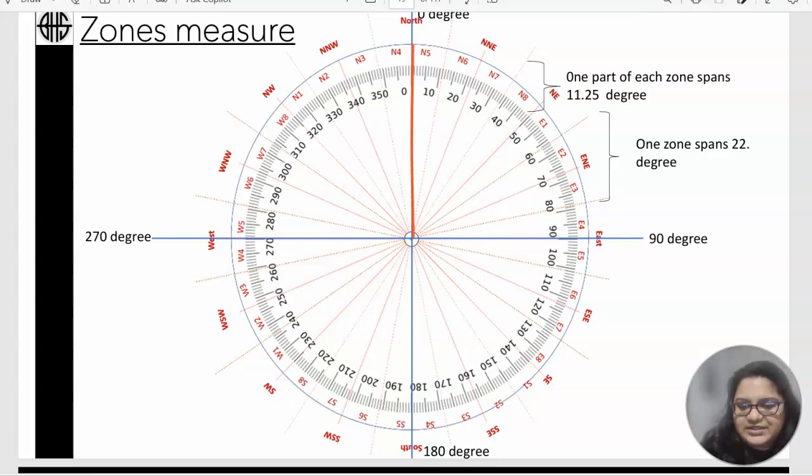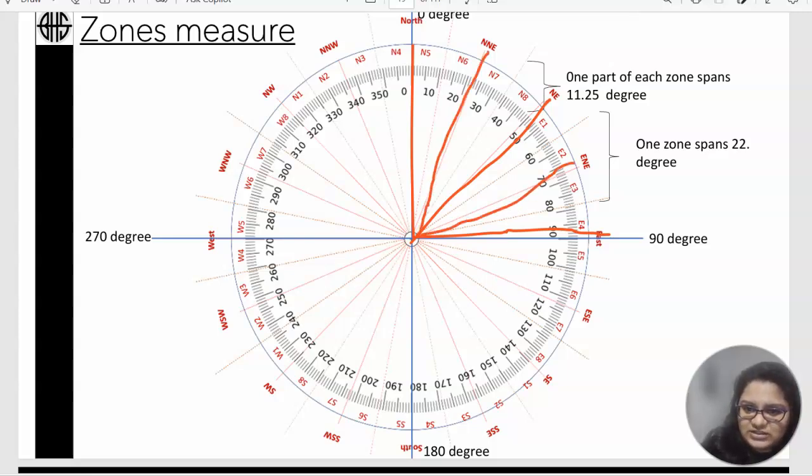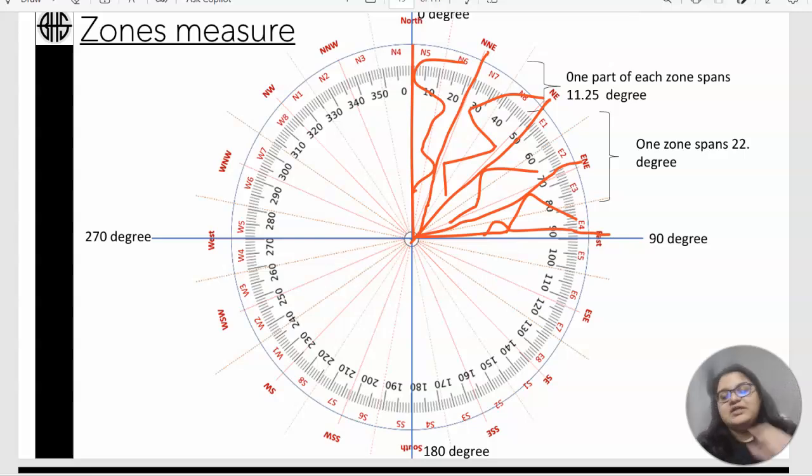So again, this is your north directional line. This is your east directional line. This is your northeast directional line. Now we created a tertiary line, that is your north-northeast and east-northeast. So you can see individually there is one zone, second zone, third zone, and fourth zone created over here. Equally, you will have multiple other zones created over here.